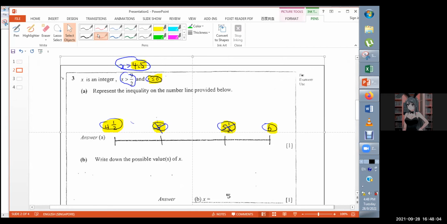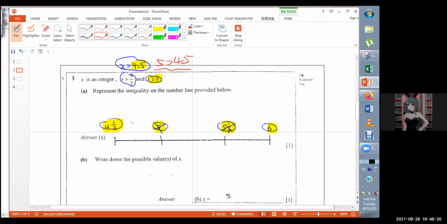It means x is bigger than 4.5. So x bigger than 4.5 means, can I ask you which number is bigger than 4.5? Just give me a number which is bigger than 4.5. 5. Yeah, 5 is bigger than 4.5, right? So basically this tells you that x is bigger than 4.5.